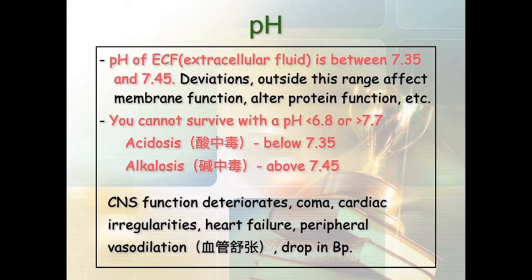We can't survive with a pH less than 6.8 or higher than 7.7. When it's less than 7.35, we call it acidosis. When it's higher than the upper limit, 7.45, we call it alkalosis. Central nervous system function deteriorates, with coma, cardiac irregularities, heart failure, peripheral vasodilation, and a drop in blood pressure, which can happen when acidosis and alkalosis exist in our body.